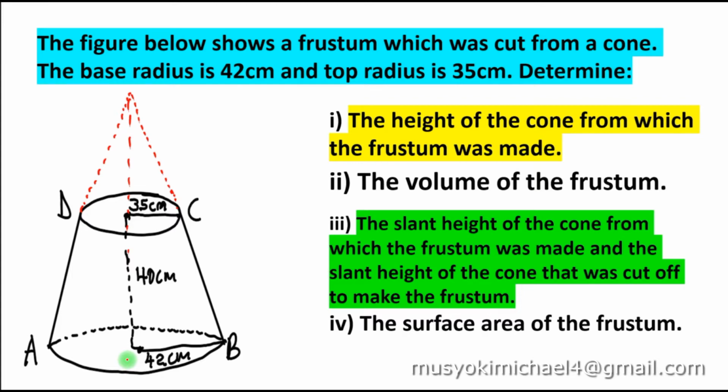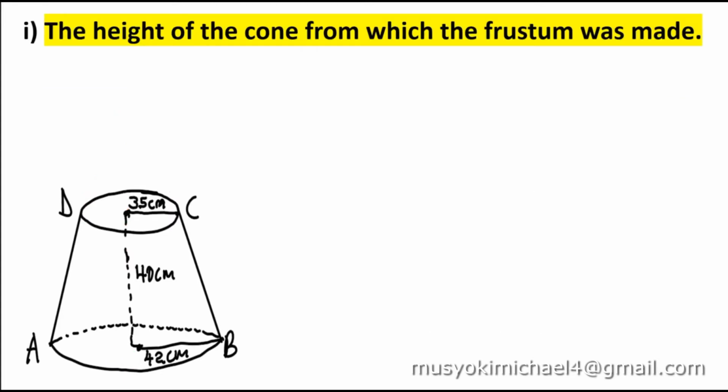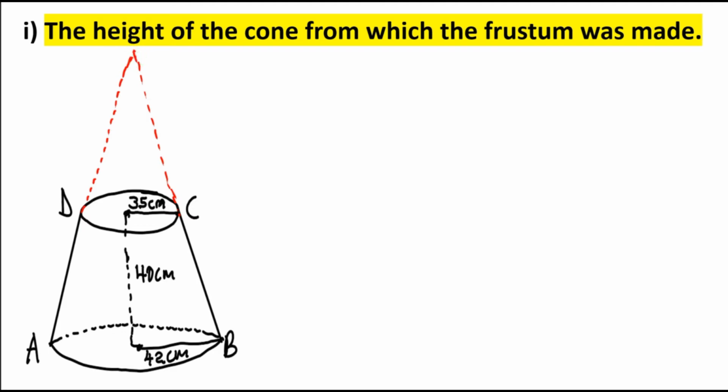So the height of the cone from which the frustum was made. We need to draw this to complete it such that it will form the cone from which the frustum was made. Now, this is the cone that was cut. This part, let me call the apex A. Therefore, that is the cone. So we need to draw that perpendicular height of the original cone from which the frustum was made.